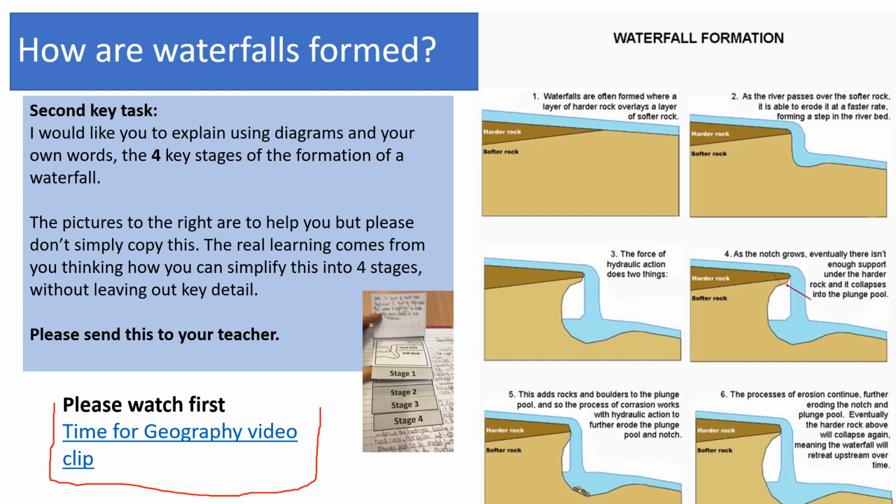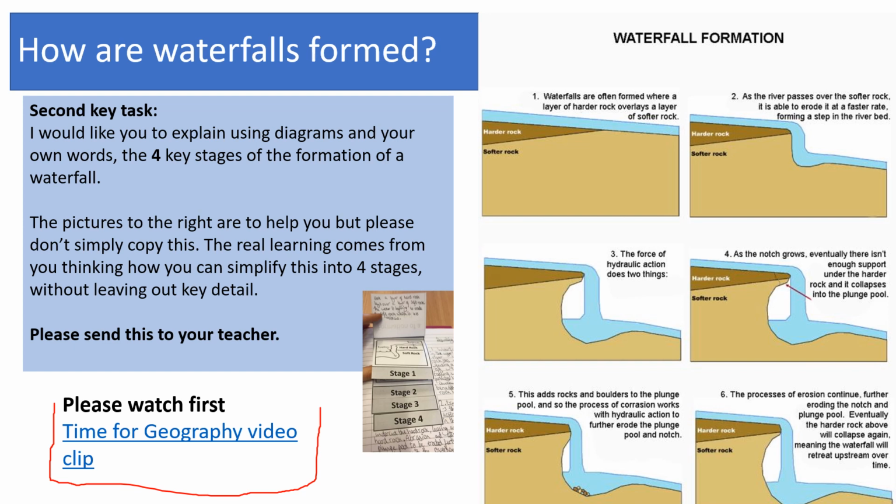So waterfalls mostly occur when the river flows over 2 different types of rock. So harder rock on top and softer rock underneath. The softer rock gets eroded much more quickly than the harder rock can. So you tend to get this step in the river form. Now this increases the force of the water, and so you get more hydraulic action taking place, which only works to dig away at the softer rock even faster.